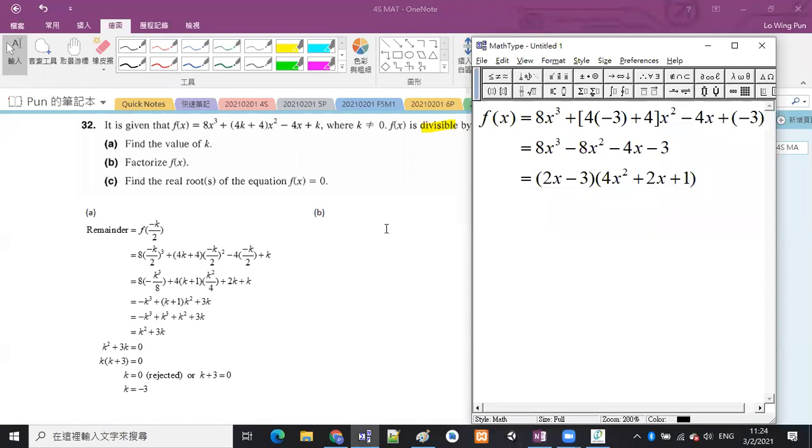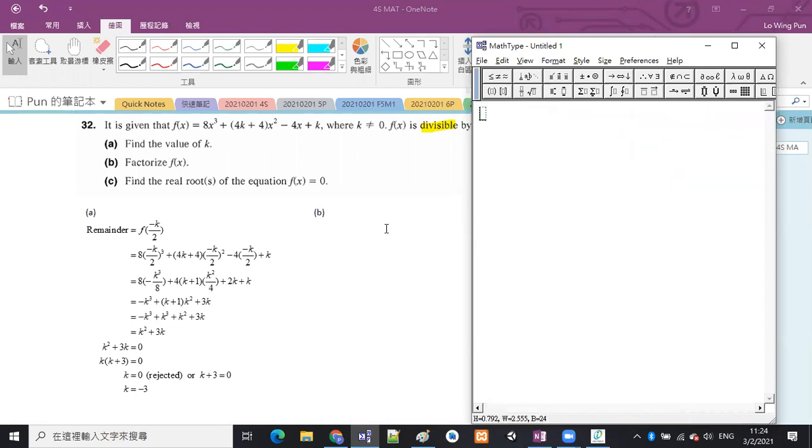And again, don't forget to try to factorize this long bracket. Okay, but this is not able to be factorized. So this is already the answer.